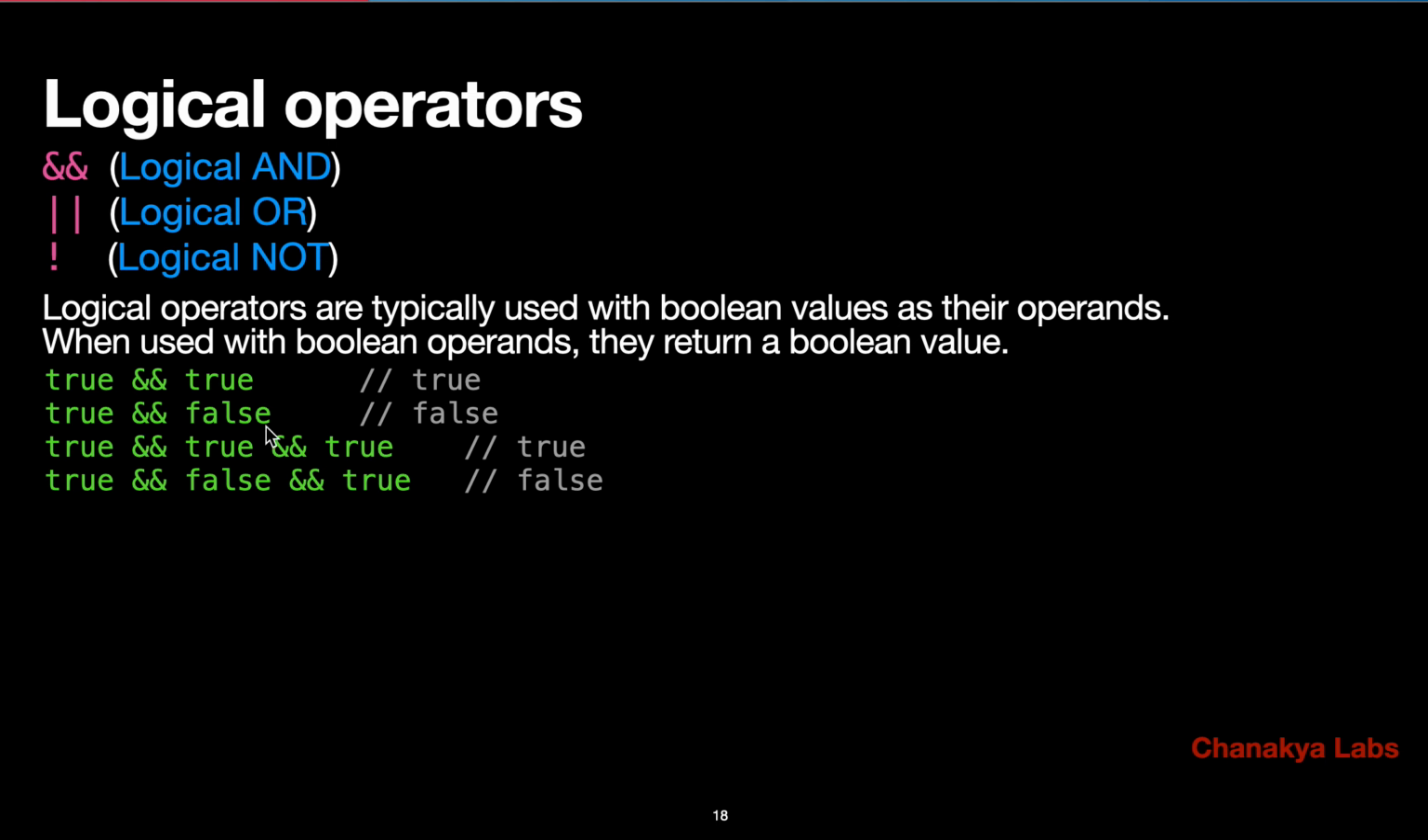This can be generalized to any number of ands, or for that matter ors, we'll see later. So true and true and true, if everything is true, then the whole expression will be true. If any one of them is false, or more than one also, even at least one of them, then the whole expression will be false. And the operands do not need to be exactly true or false. You can write an expression which evaluates to true or false.